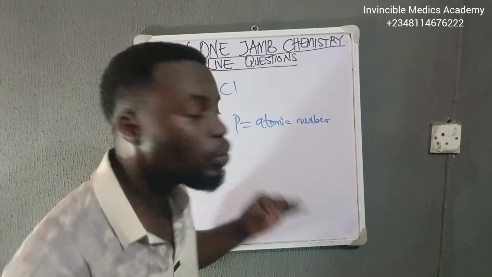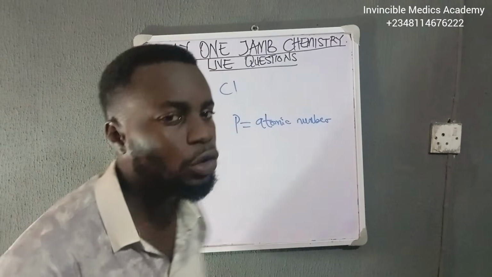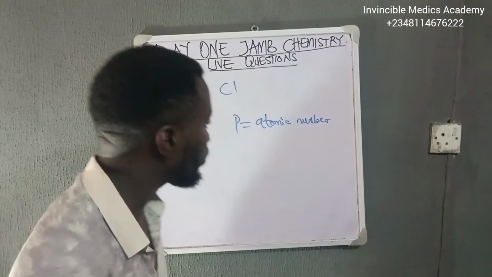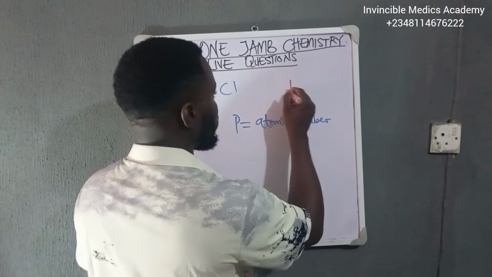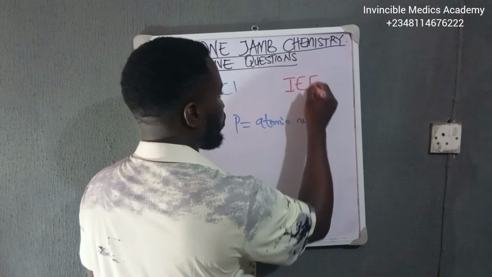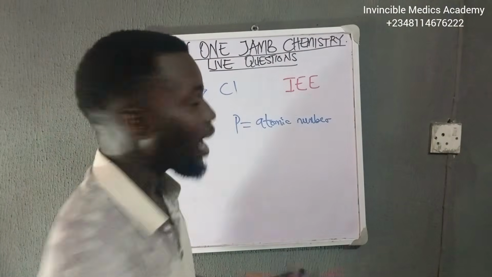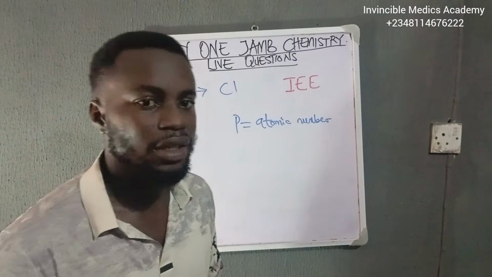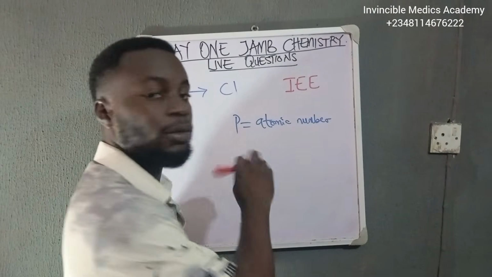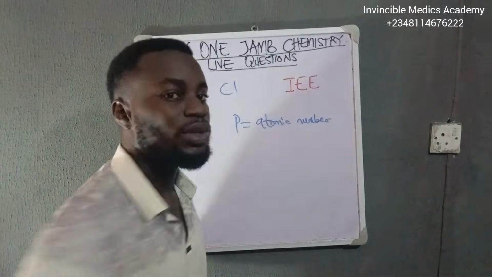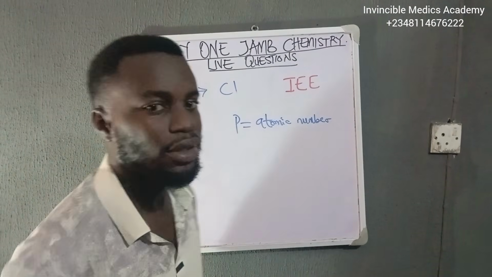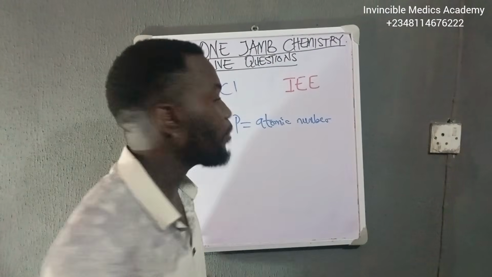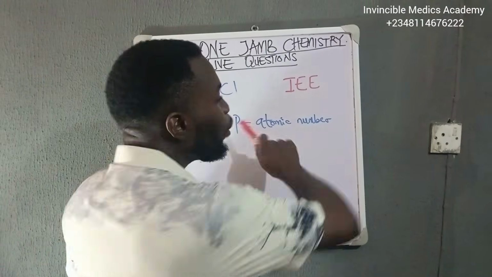These three will always do what? They will always increase across the period. Don't forget, ionization energy, electronegativity, and electron affinity. When it comes to periodic trends, those two that start with E, they will always increase across the period. On a general note, I don't want to start explaining the reason behind them now, but just know that they will always increase.